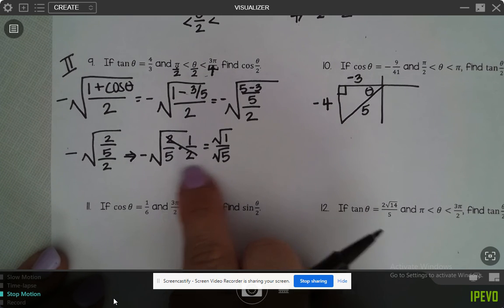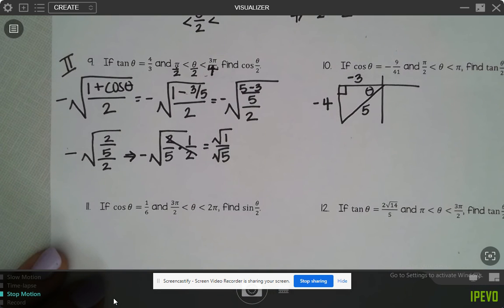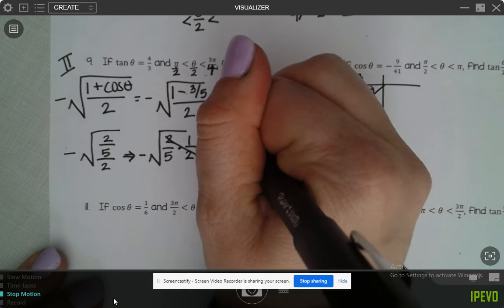We're moving on. What do I have to do here? Rationalize it. Well, what's the square root of 1? It's just 1. So this becomes radical 5 over 5.